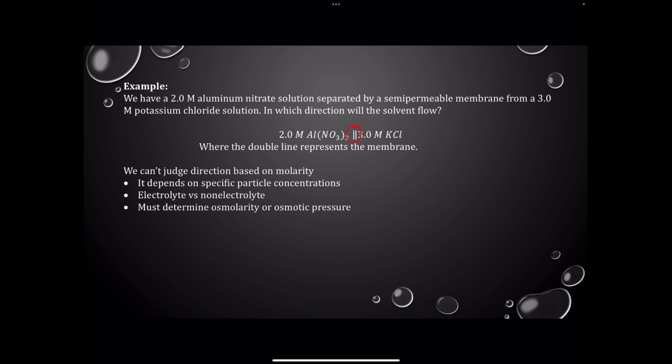Now, when we look at this, we can't judge the direction based on molarity. The direction depends on the specific particle concentrations or pressures. It depends on if something's an electrolyte or a non-electrolyte. And based on this, we've got to determine either our osmolarity or our osmotic pressure. We can judge direction of flow from both.